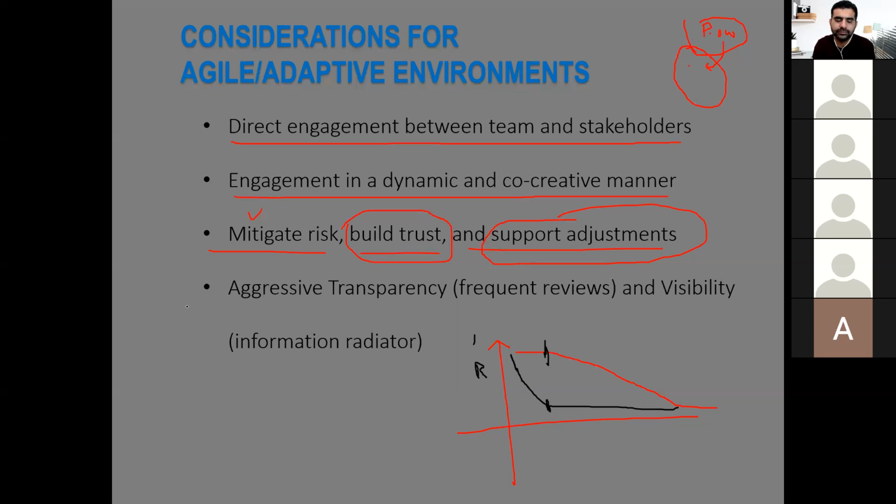And then aggressive transparency, frequent reviews, visibility, and information radiators. Aggressive transparency is kept through frequent reviews, and visibility is made by putting your work, as a team, a product owner or a scrum master, on information radiators, on boards such as Kanban boards, where everybody can see what is going on. But again, it requires mutual trust among the stakeholders.